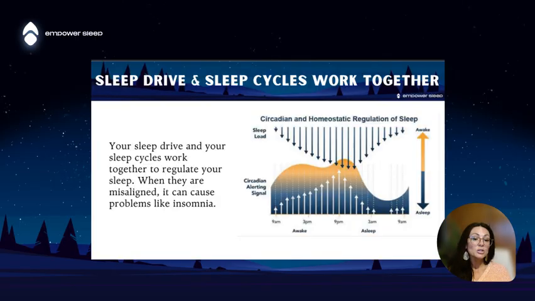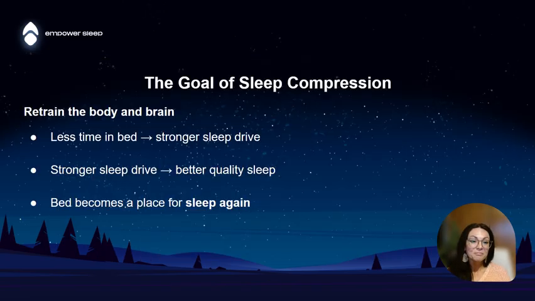Now, if we put these two graphs together, you can see how the increased sleep drive also lines up with the circadian alerting signal, and these two systems work together to regulate your sleep. However, when they are misaligned, it can cause problems like insomnia.